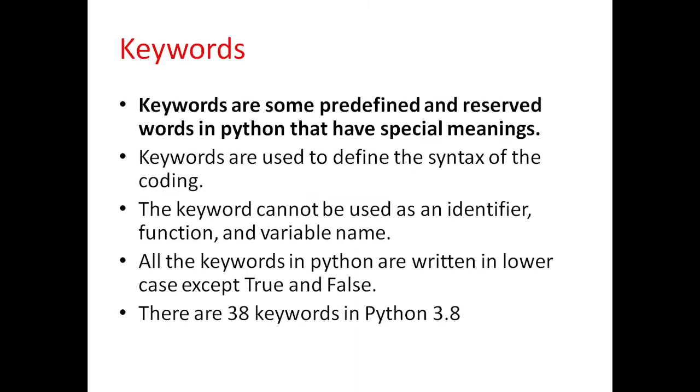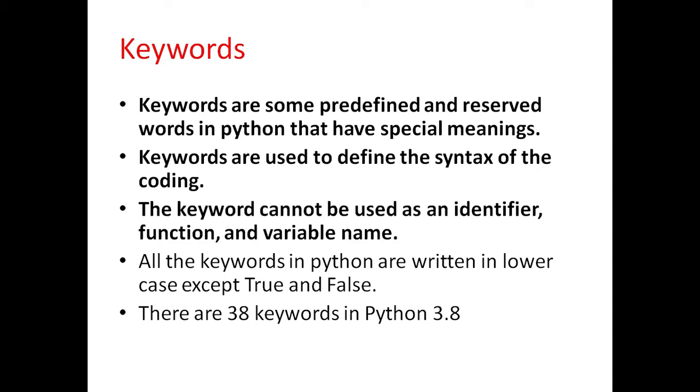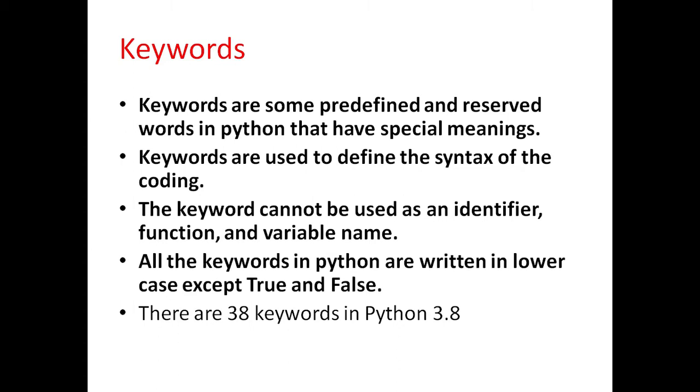Here we will see Python keywords. Keywords are some predefined and reserved words in Python that have special meanings. Keywords are used to define the syntax of the coding. Keywords cannot be used as an identifier, function, or variable name. All the keywords in Python are written in lowercase except True and False. There are 38 keywords in Python.